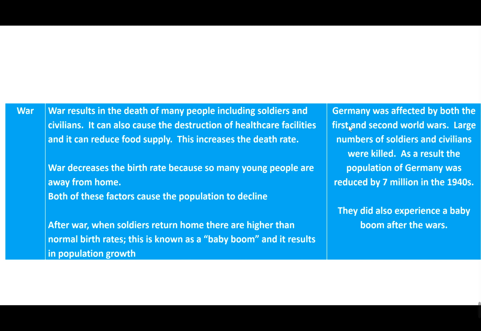Large numbers of soldiers and civilians were killed, and as a result, the population of Germany was reduced by 7 million in the 1940s. Now, 7 million, that's more than the population of Ireland at the moment. However, they did experience a baby boom after the war. So the most obvious effect war has is that it causes the population to decline, but then some of that decline is balanced out by a baby boom that happens afterwards.